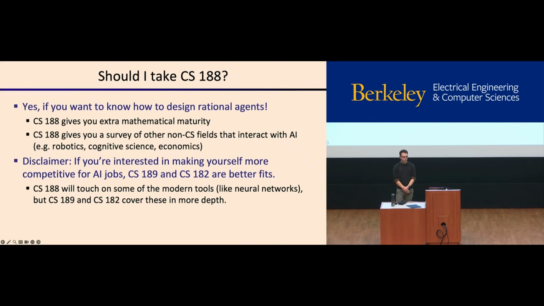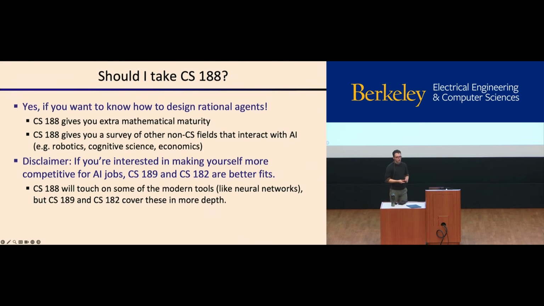So if you're wondering, should I take this class? Yes, if you want to learn how to design rational agents, because that's what we're going to be doing. CS188 is going to give you some mathematical maturity. It's going to give you a survey of non-CS fields that interact with AI, like robotics and cognitive science and economics. But mostly it's going to be focused on this idea of rational decision-making agents.